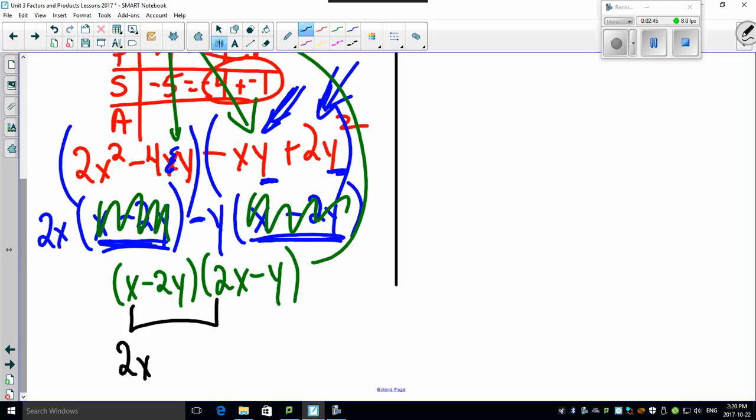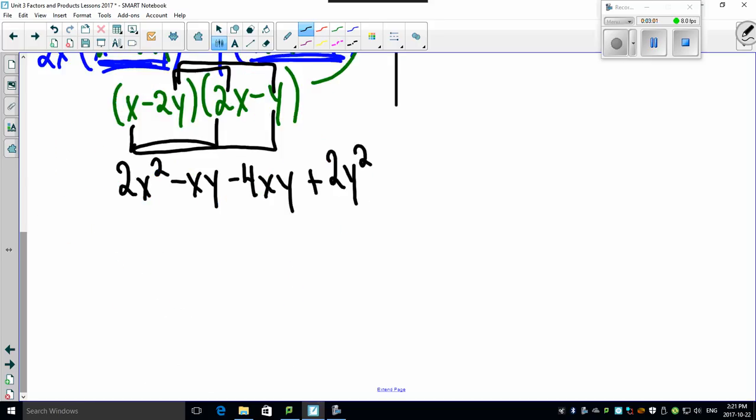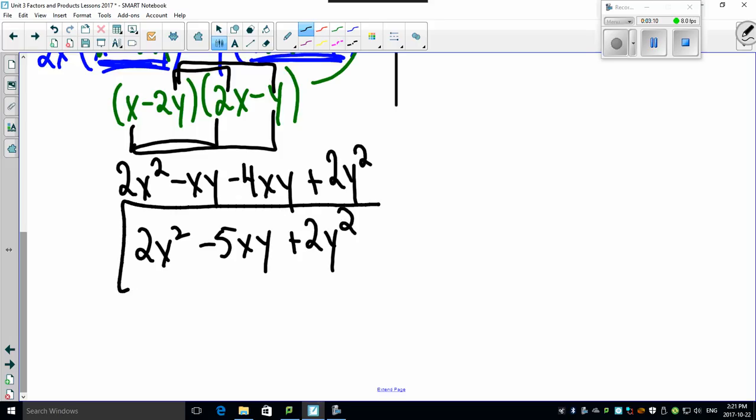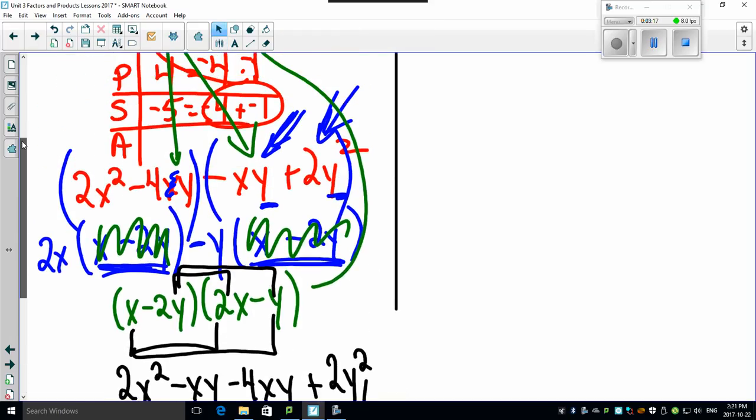There's your 2x squared. FOIL. There's your minus xy. There is your minus 4xy. And there becomes your positive 2y squared. And if you keep that going and combine like terms, there's your 2x squared, there's your minus 5xy, there's your plus 2y squared, which was your original problem. Pretty nice, isn't it? So stick to your guns. Don't freak out just because there's two variables, okay?